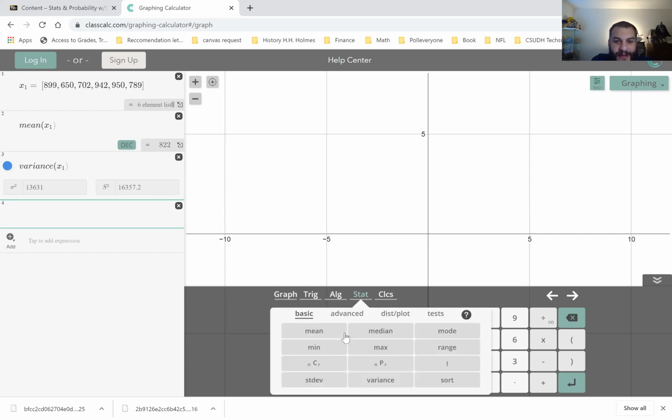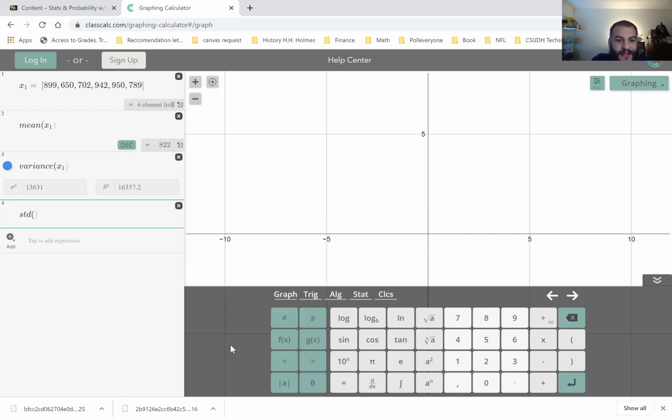Lastly, we're going to do standard deviation. So we'll say standard deviation of x1, and that's our standard deviation. And we're all done. So any questions on how I found the mean, variance, or standard deviation? All right, sweet. So let me just write the answer. So x bar is 822, variance.